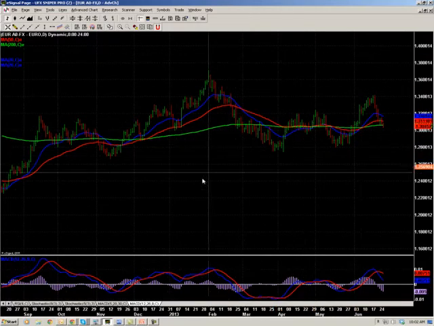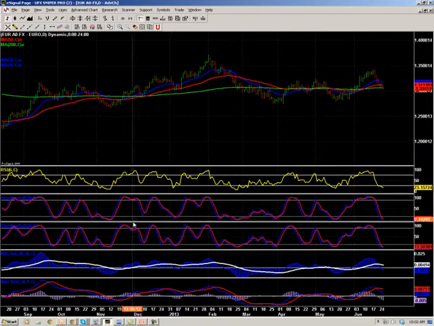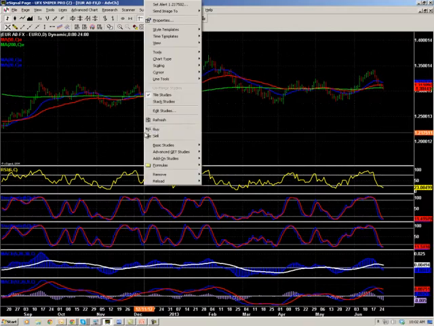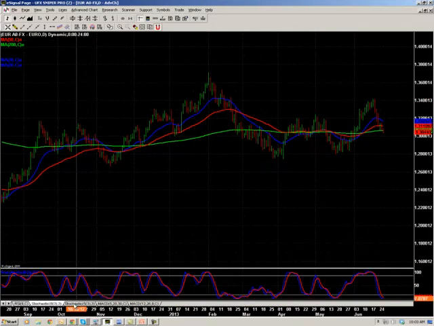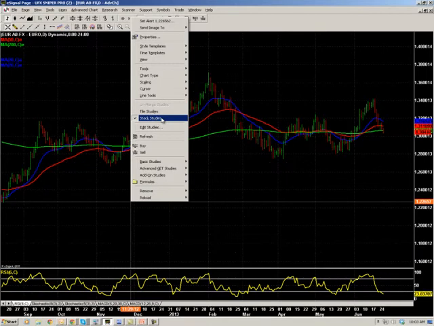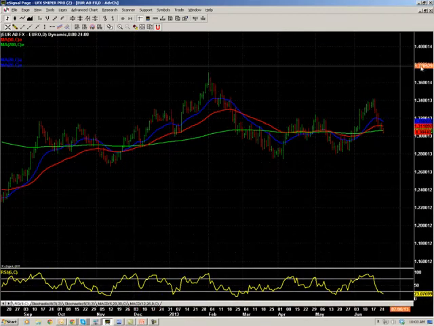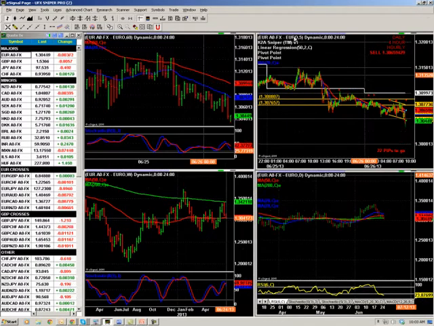These indicators at the bottom, you can have them one on top of each other like that, or you can have them behind each other like that. It's up to you. I prefer it like that. So you go right click, stack studies, and you can have them all behind each other like that, and you can just pick the one you want to use at that moment in time.